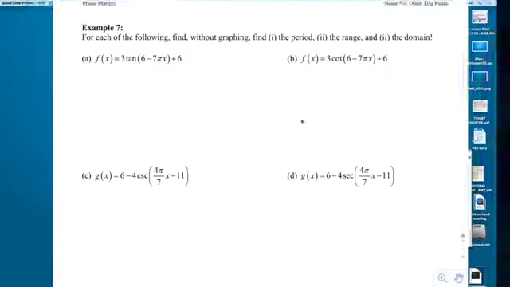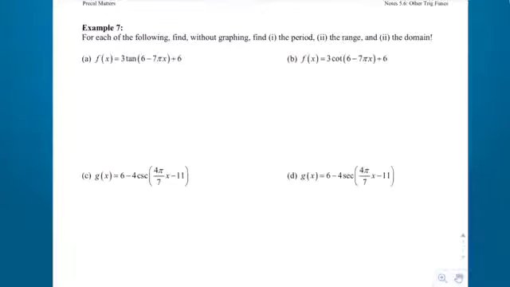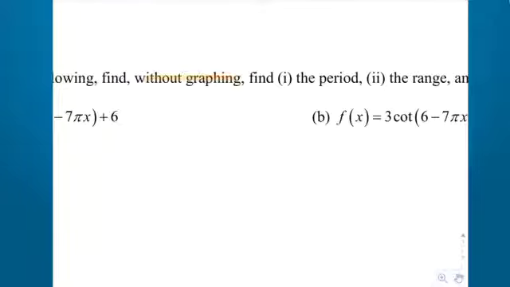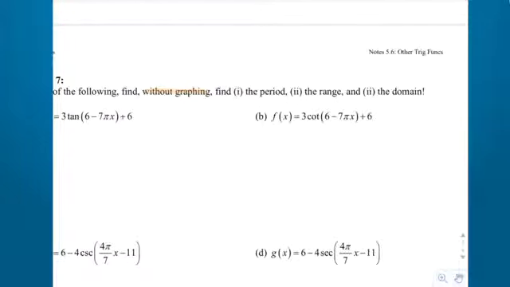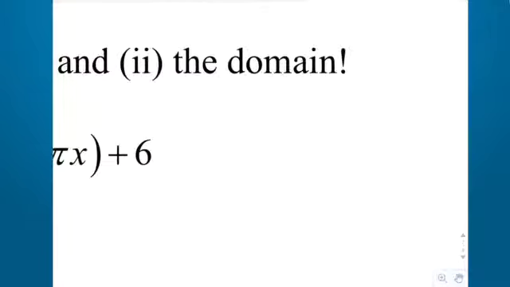Yay, it's working. Okay, we're finishing up the notes here. Example 7. It says, for each of the following, find, kind of a key there, without graphing, the period, the range, and then the domain! Nice. Excitement built right into the lesson.